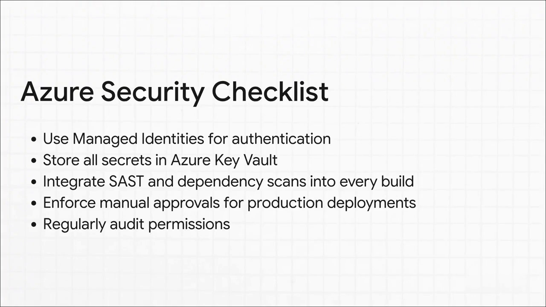Number 1, use managed identities whenever you possibly can. Just get rid of those secrets. Number 2, if you absolutely have to use a secret, lock it away in Azure Key Vault. No exceptions. 3, automate your security scanning. Scan your code, your dependencies, your container images. Do it on every single build. 4, always protect your production environment with a manual approval gate. And finally, number 5, regularly check the permissions your pipeline has. Keep them lean, mean, and to the absolute minimum necessary to get the job done.